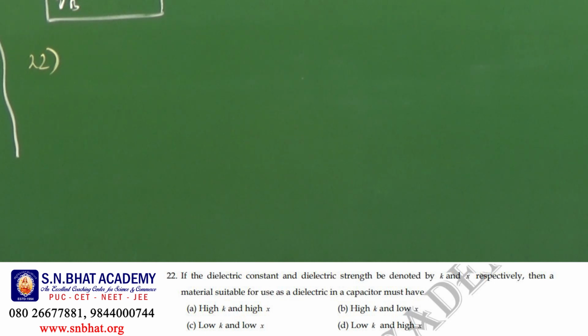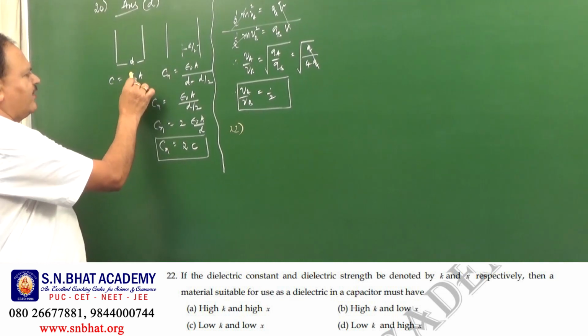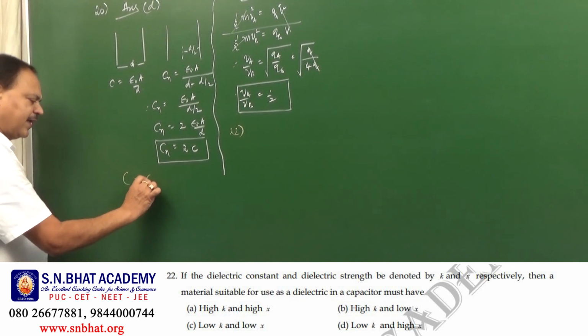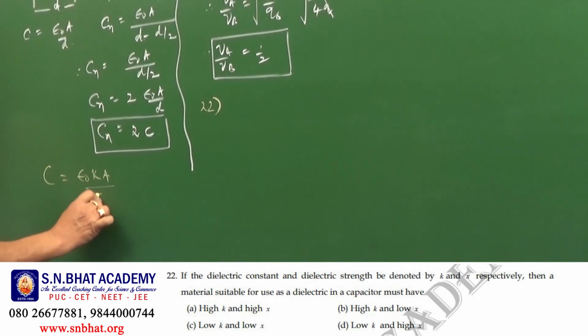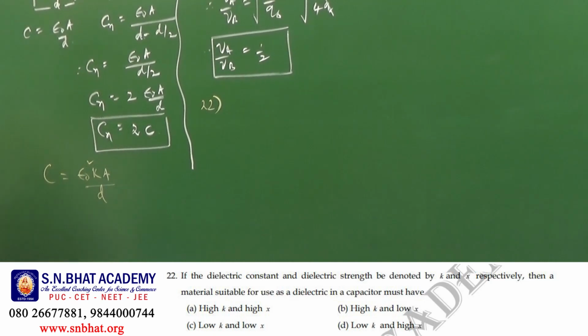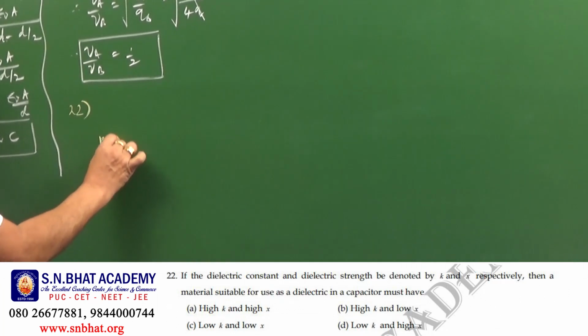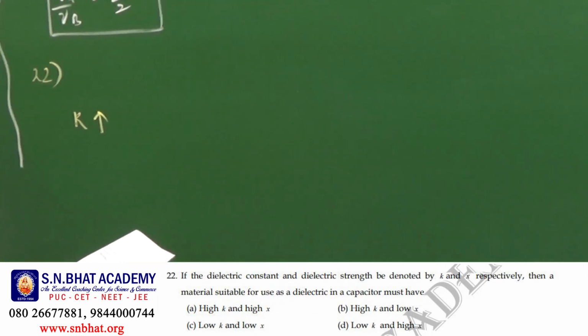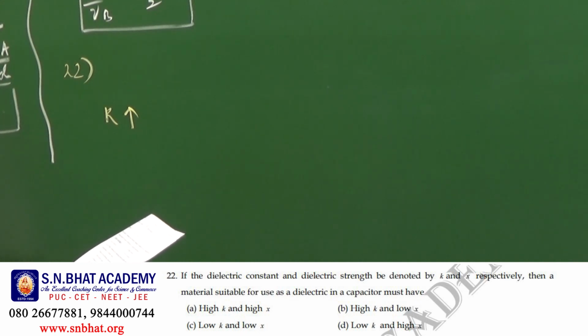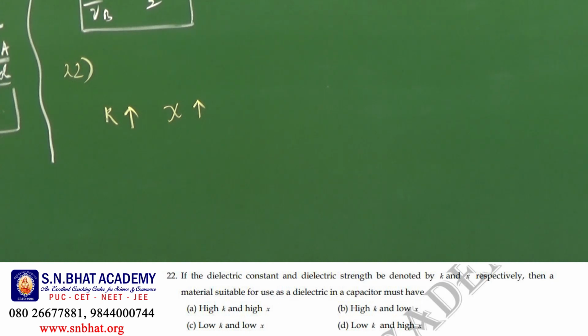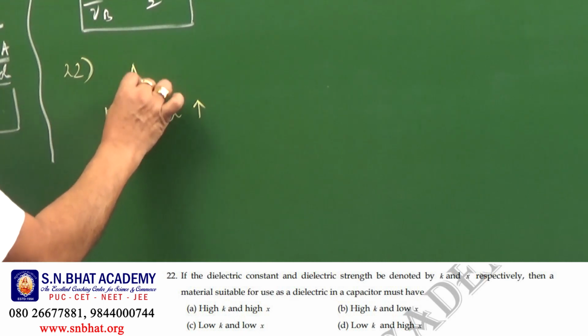For the capacitor the dielectric is important. If we increase the value of the dielectric constant, you know that the capacity would increase. So your K should be high, that's the dielectric constant. Next, what else has he said? Another is the dielectric strength, that should also be high. It should withstand a larger value of the electric field. Both should be high, so the answer is A for this question.